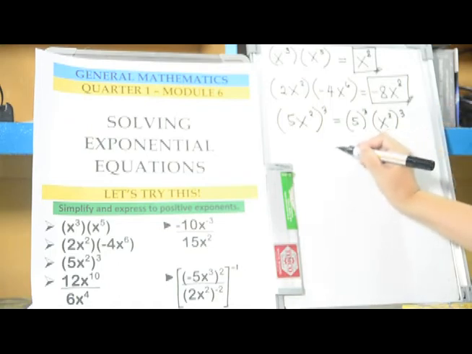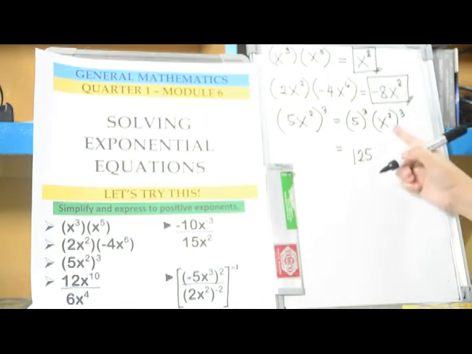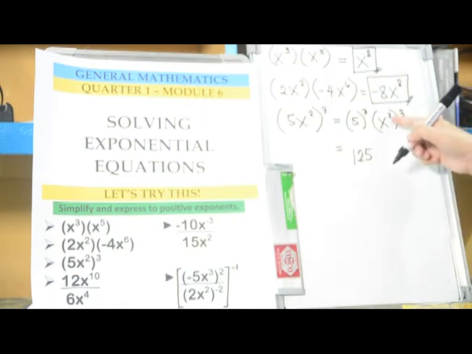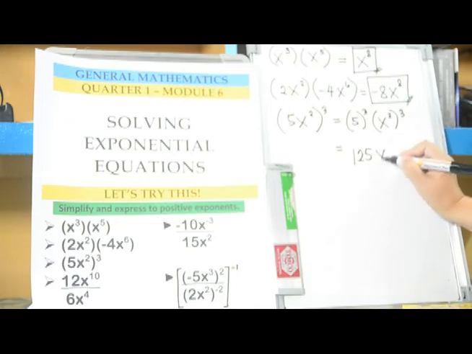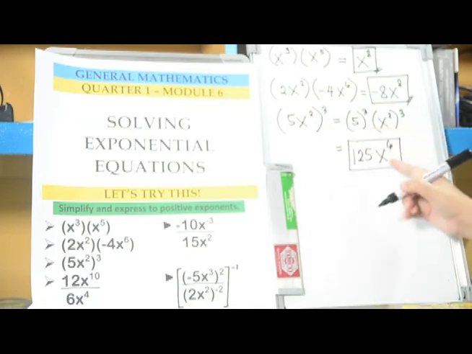Okay? So 5 raised to the power of 3 is just simply 125. And this one is being multiplied by its power. So you've got x, 2 times 3, so you have 6. So the answer is 125 x raised to the power of 6.